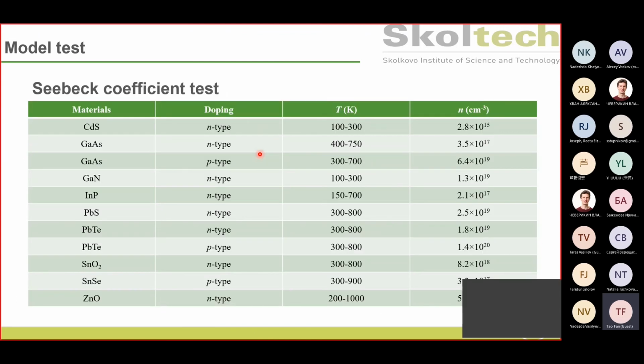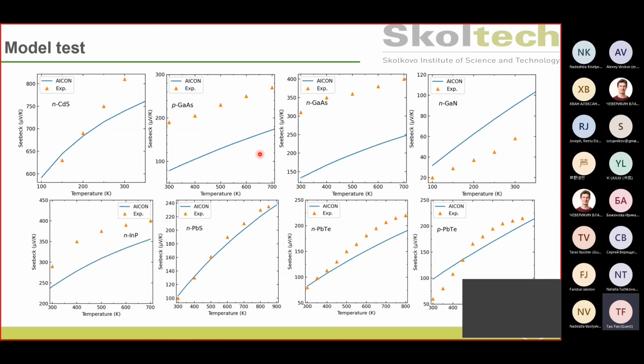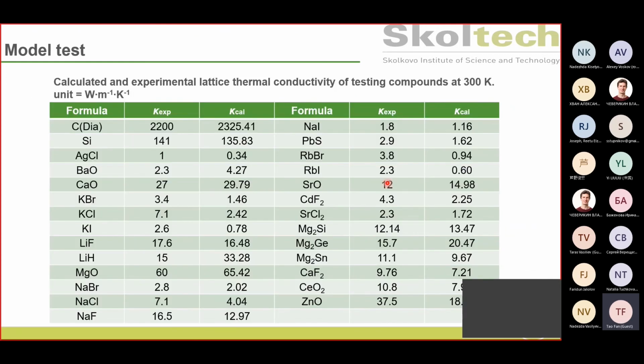And this is the testing for the Seebeck coefficient, and these two pages show the results. For the Seebeck coefficient, the calculated values are quite close to the experimental values. And this page shows lattice thermal conductivity results. For this testing set, I tried to include as many elements as possible and make the structures as diverse as possible. Also, for the testing materials, the kappa value covers a large range. And here I show the compounds and the results at room temperature.